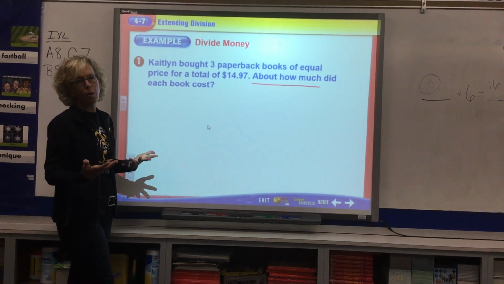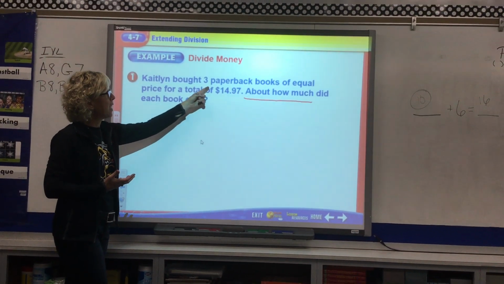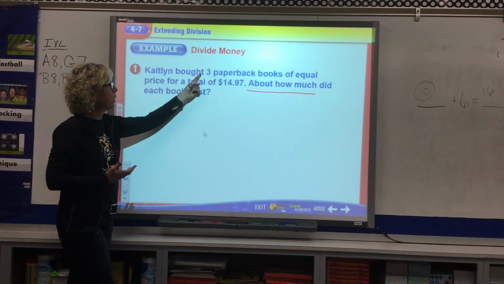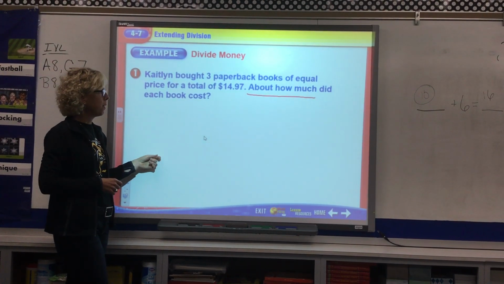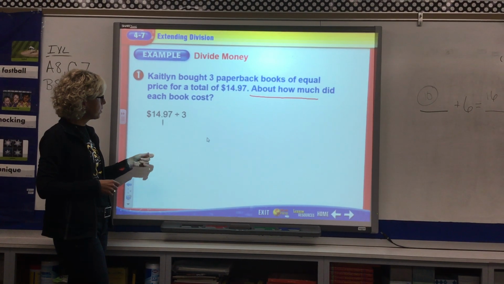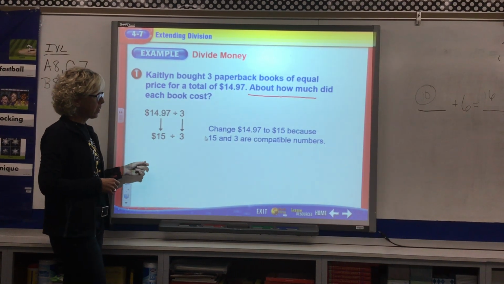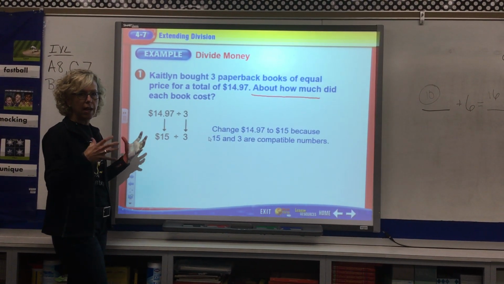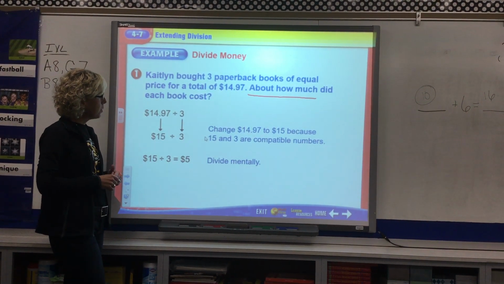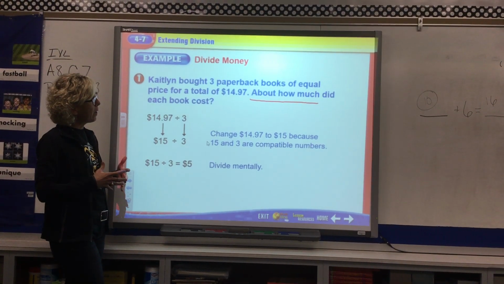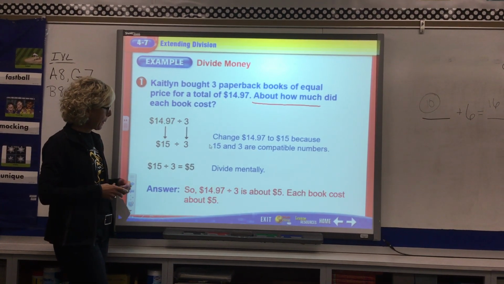$14.97 is about $15, and $15 and 3 paperback books, those are numbers that work really well together. We might even say those are compatible numbers. So here's our original problem. We're going to round that to 15 because 15 and 3 are compatible numbers. They work really well together and we can solve that problem mentally. We're going to divide 15 divided by 3. We know that is $5. So if we were to say to you, about how much does each book cost, you'd say about $5.